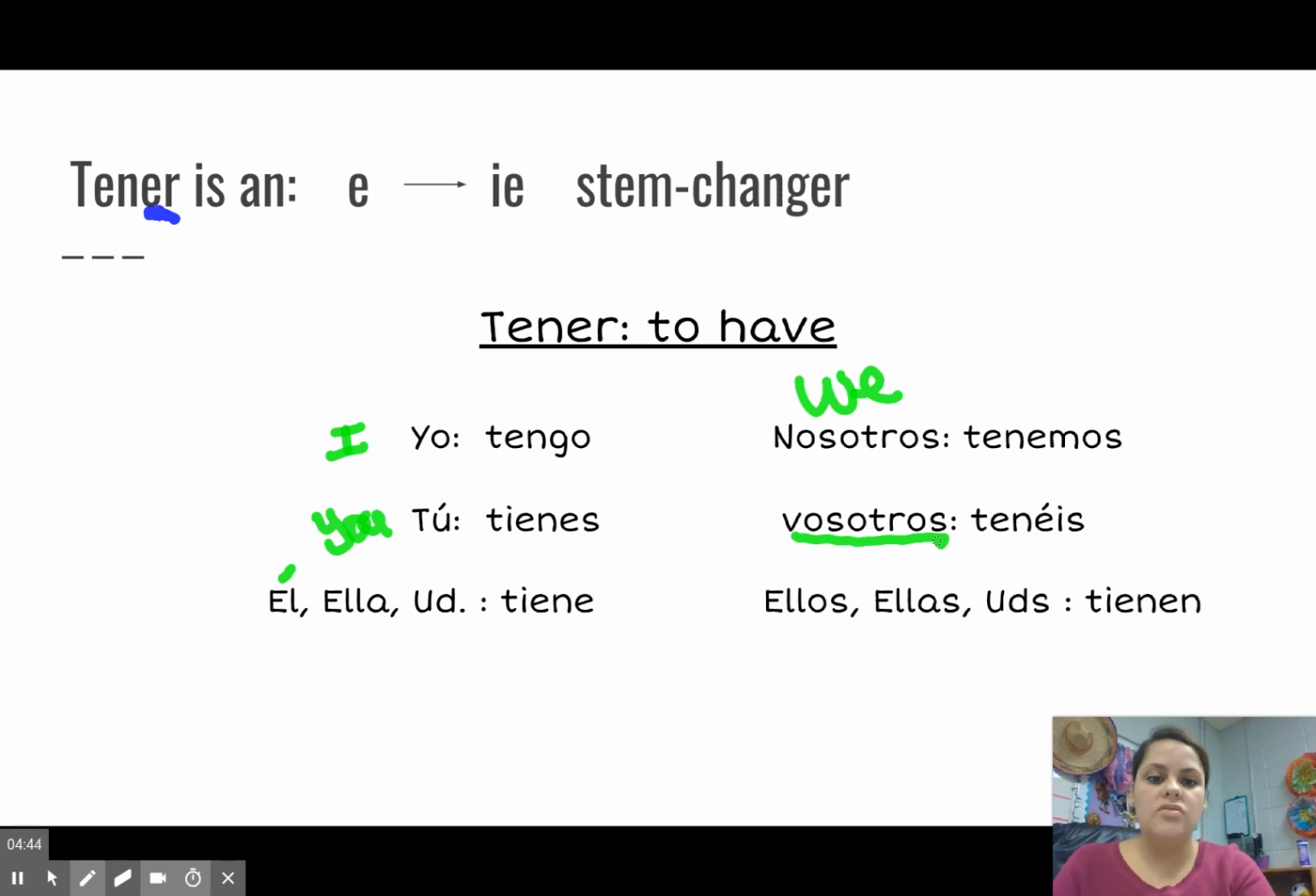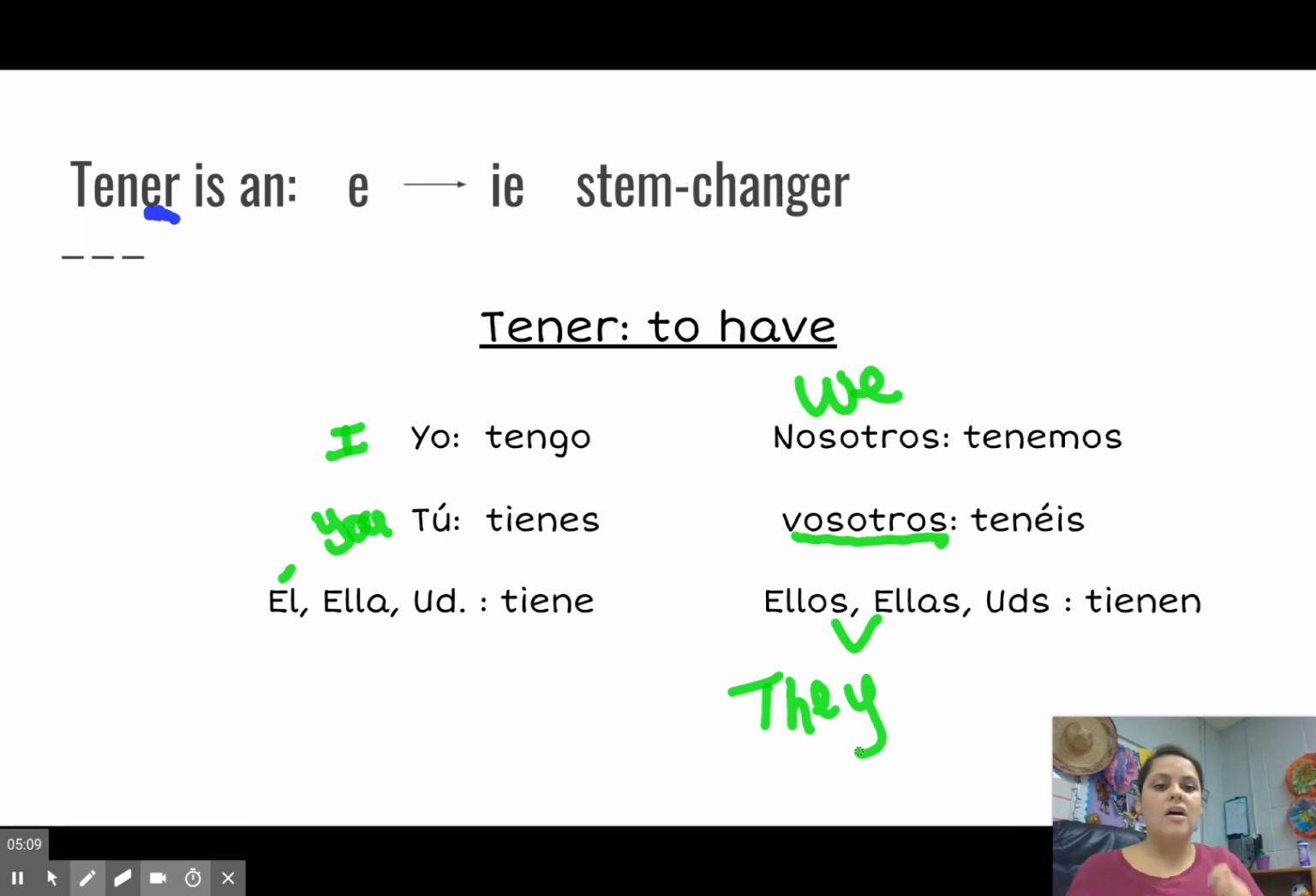Then we have ellos and ellas, meaning they. All right? Ellos tienen. We're talking about them. I'm not included in a conversation. I'm not talking directly to them. I'm talking about them. They're not part of our conversation. So ellos tienen, or ellas tienen if it's a group of females.